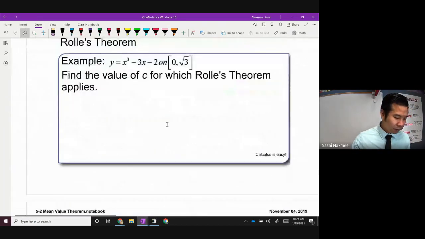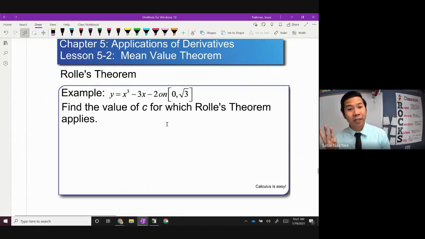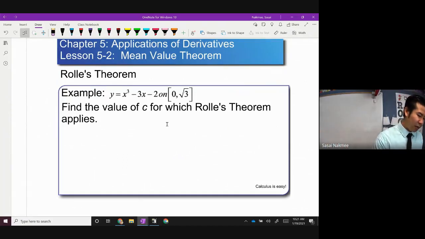So the steps on doing this are the same thing, except now you just have a third thing to check. When you're doing a problem like this, if you guys could write this down: here's a function, and find which values of C for which Rolle's theorem applies. In order for Rolle's theorem to apply, you have to check off three things now. Check if it's continuous.